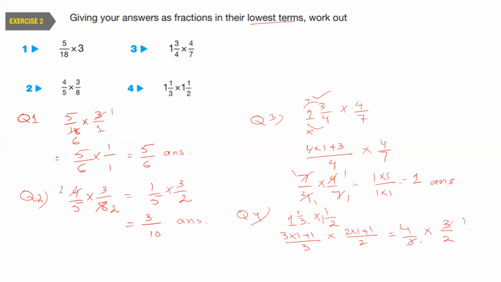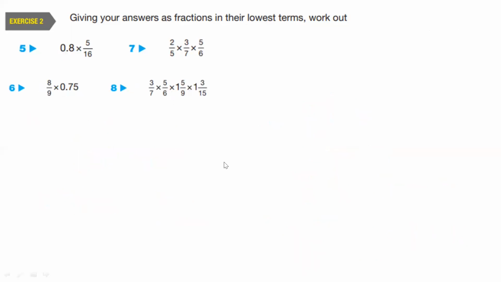Now we know we can cancel both 3's with the 3 times table. So 3 times 1 is 3. Now 2 times 1 is 2, 2 times 2 is 4. So we got here 2 into 1 upon 1 into 1. So we here get 2. This is your answer. Understood?